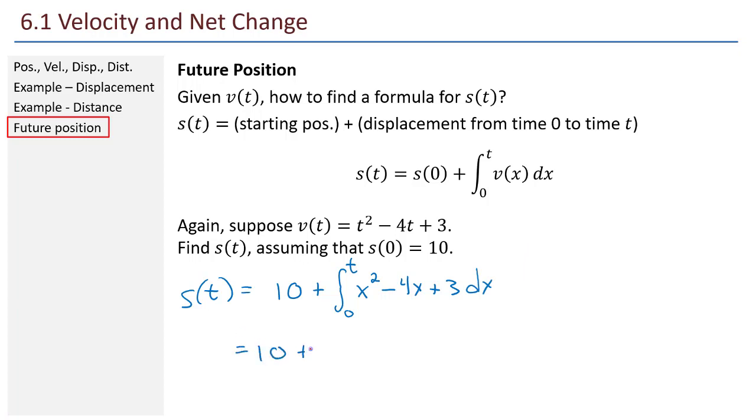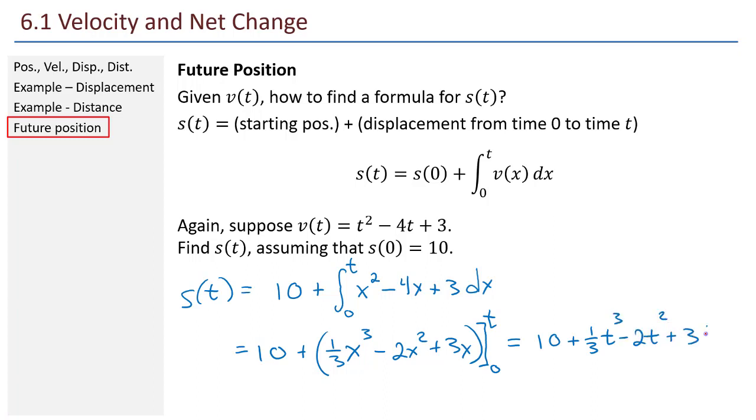And that becomes 10 plus, now I'll anti-differentiate, 1/3 x cubed minus 2x squared plus 3x, and that's evaluated from 0 to t. And look what will happen when I evaluate at 0 and t. When I put in t, my x's just simply get replaced with t's. And when I plug in 0, everything goes to 0. So I end up with 10 plus 1/3 t cubed minus 2t squared plus 3t as my solution for future position. And that's it. There we go. We found our formula, given the assumption that I start off at 10.